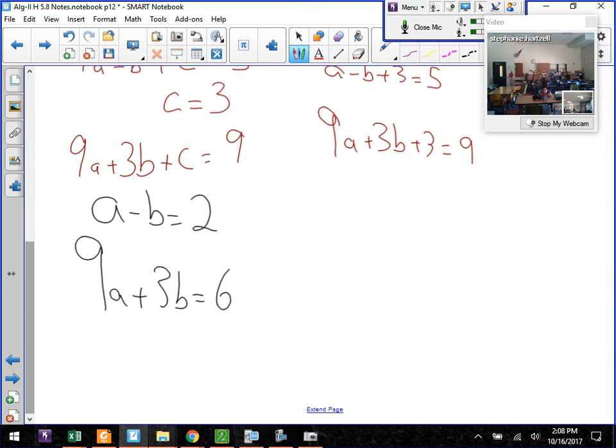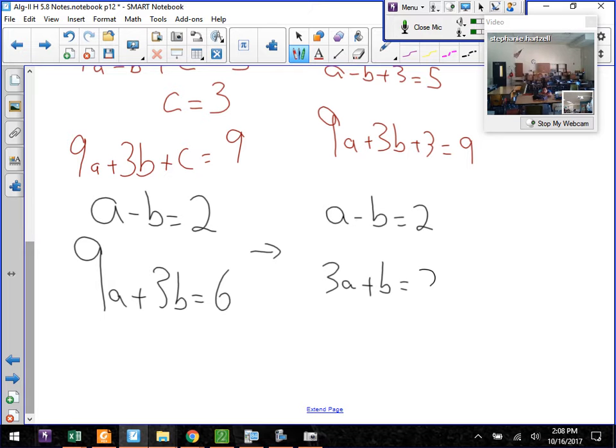I get a minus b is 2. And then if I divide out by 3, I get 3a plus b is 2. How do you solve that system? You add them together. Very good. We're using what's called elimination in this case. Since I have the same coefficient with opposite signs, negative 1 and 1, if I add those two together, it goes away. So I get 4a is 4, which means a is 1.